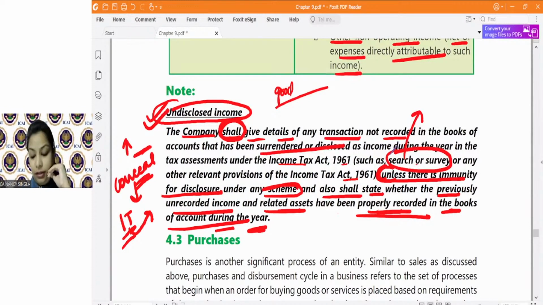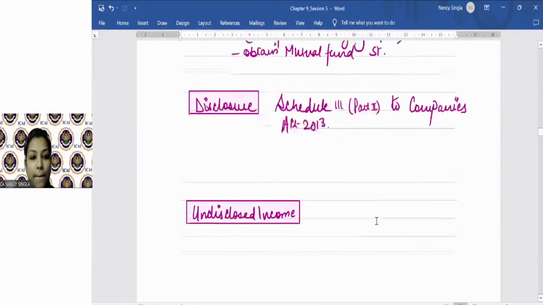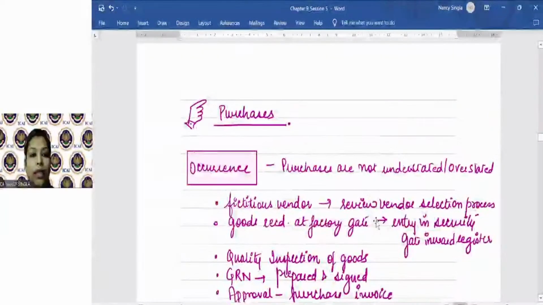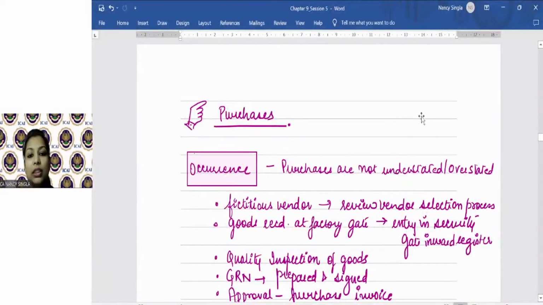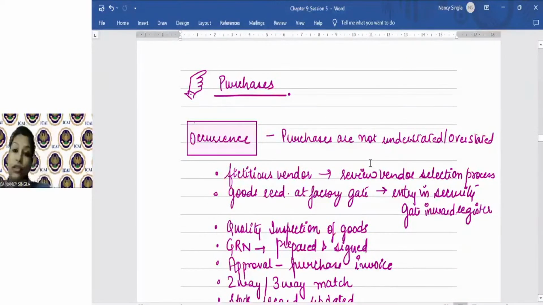इज इट क्लियर स्टूडेंट्स? सिंपल है ना? ठीक है। सो नाउ विल स्टार्ट विद व्हाट, परचेजेस। कोई डाउट है तो प्लीज बताओ। अनडिस्क्लोज इनकम भी हो गया हमारा। ठीक है। यू मे गेट अ 3 mark क्वेश्चन दैट व्हाट आर द डिस्क्लोजर रिक्वायरमेंट्स विद रिस्पेक्ट टू अनडिस्क्लोज्ड इनकम ऑफ द कंपनी विच हैज बीन सरेंडर्ड इन द सर्च, और you are the one of the audit team members.